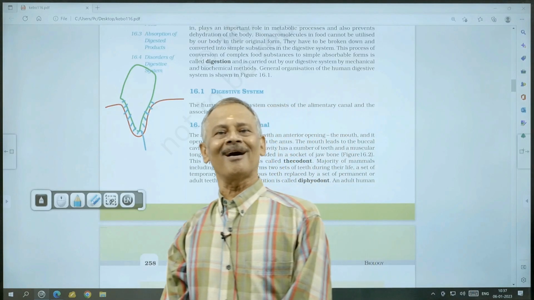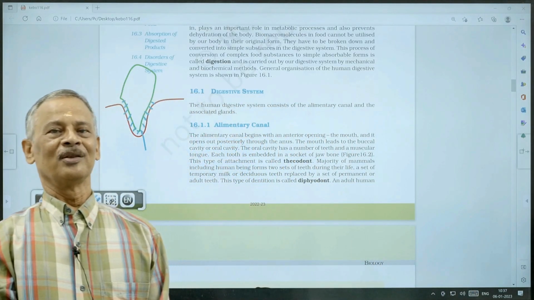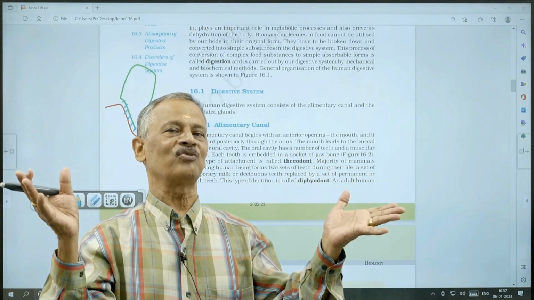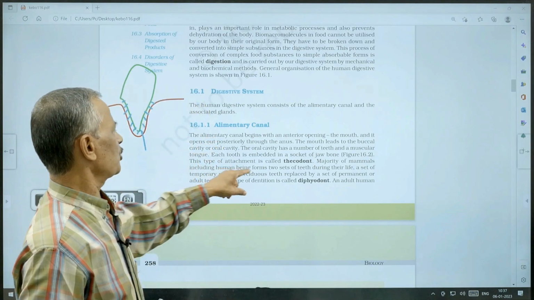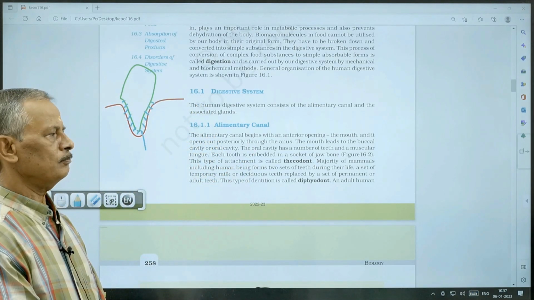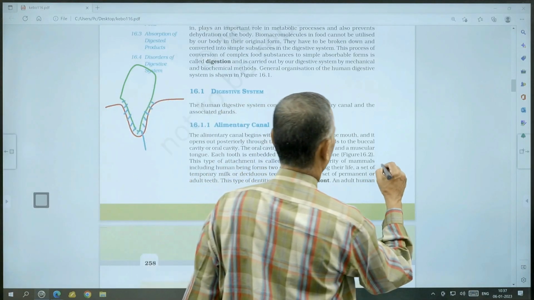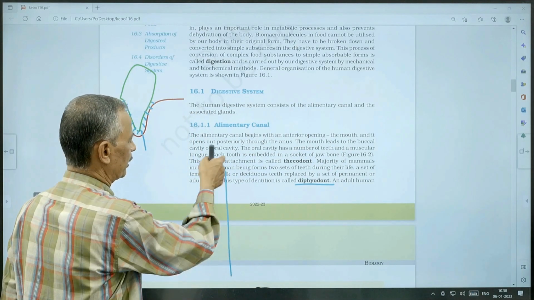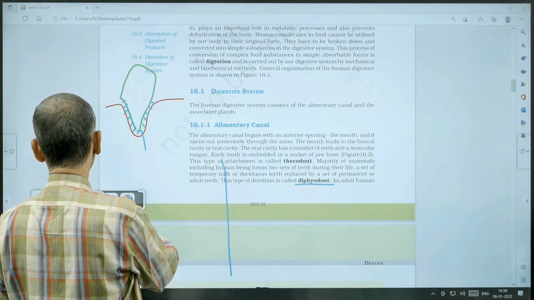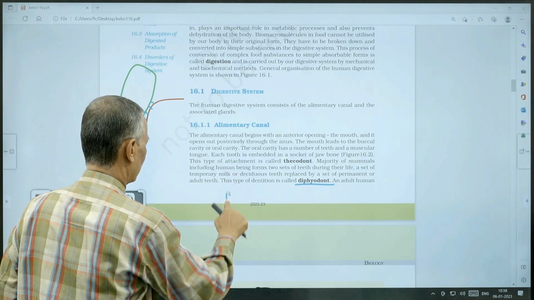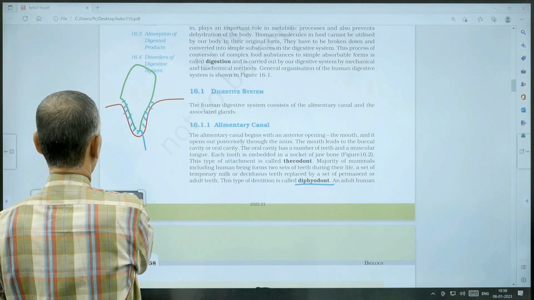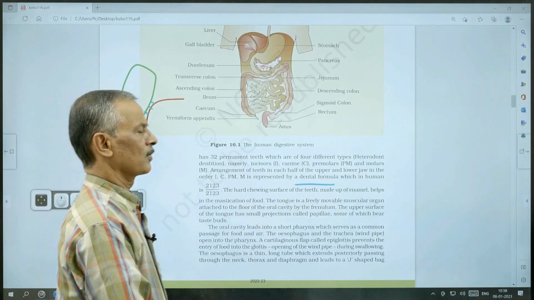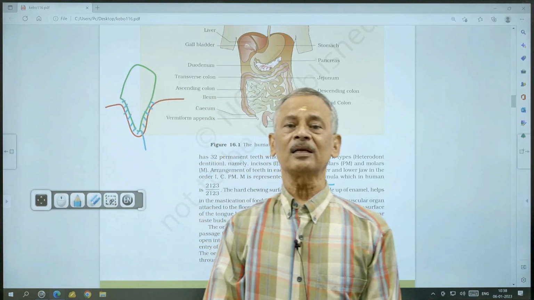Only mammals are having thecodont dentition. And all our teeth are not uniform, not of the same shape and function. We have different types of teeth. That is what is called heterodont. So thecodont, heterodont, and these teeth are appearing in two sets. We are having two sets of teeth appearing. What are they? During the early childhood days, we will be having one set of teeth appearing. This is called milk dentition.